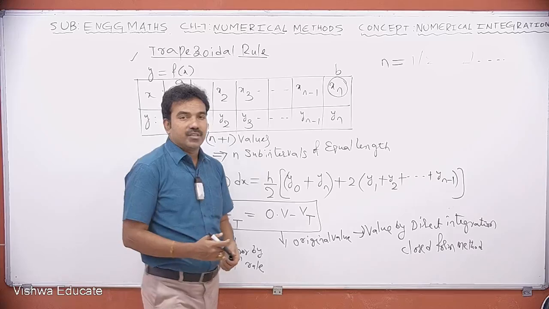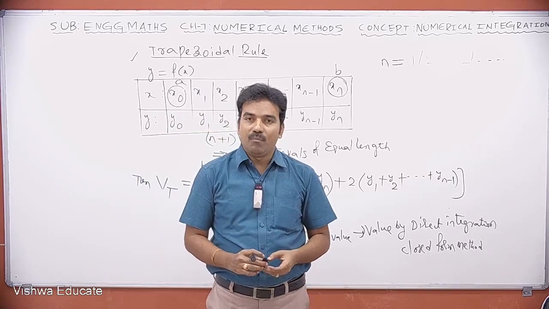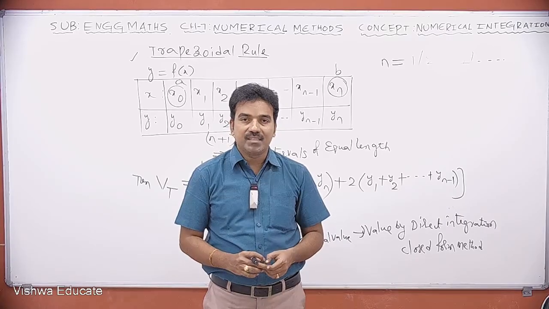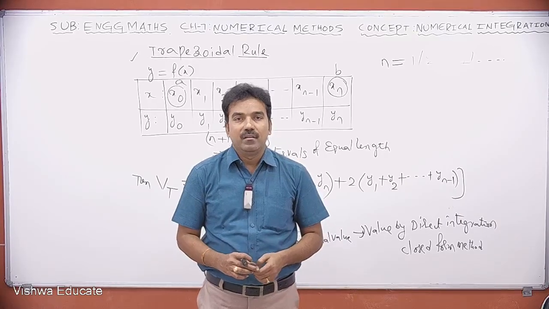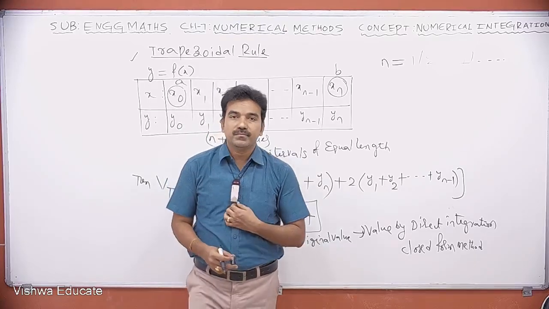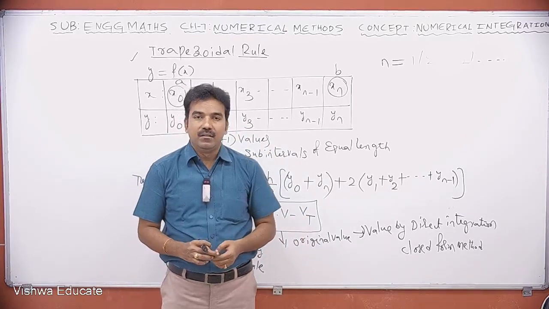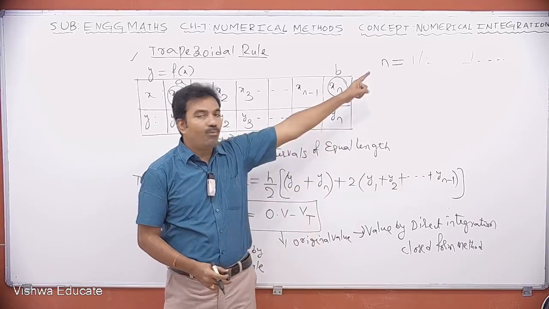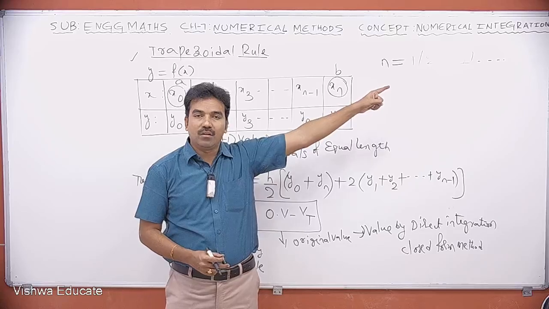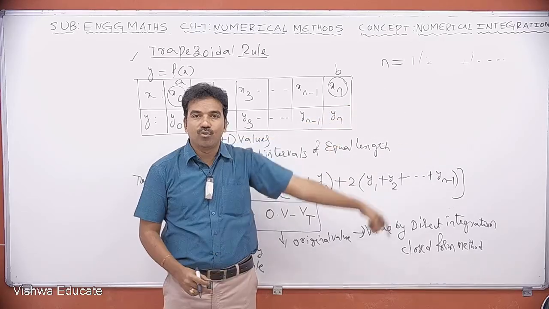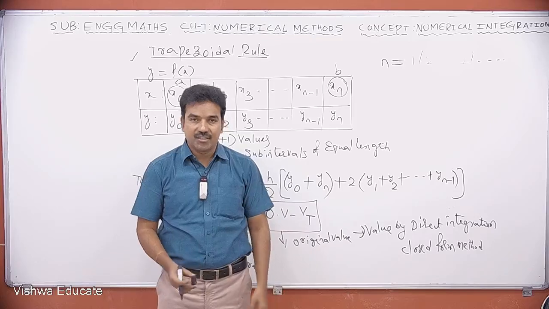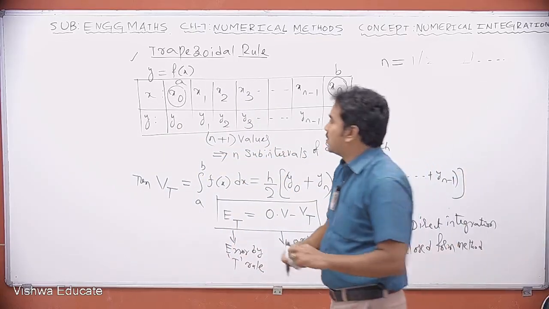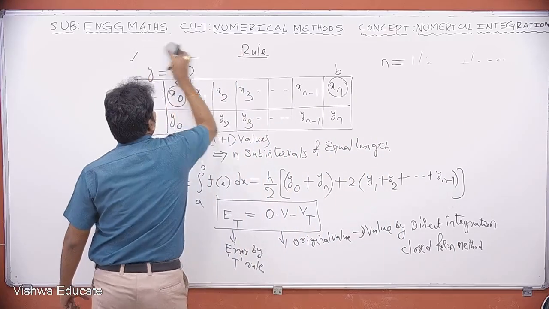The number of subintervals required for the trapezoidal rule is multiples of 1, that is n equal to 1 or 2 or 3, etc. Okay. Next we discuss Simpson's 1/3 rule.